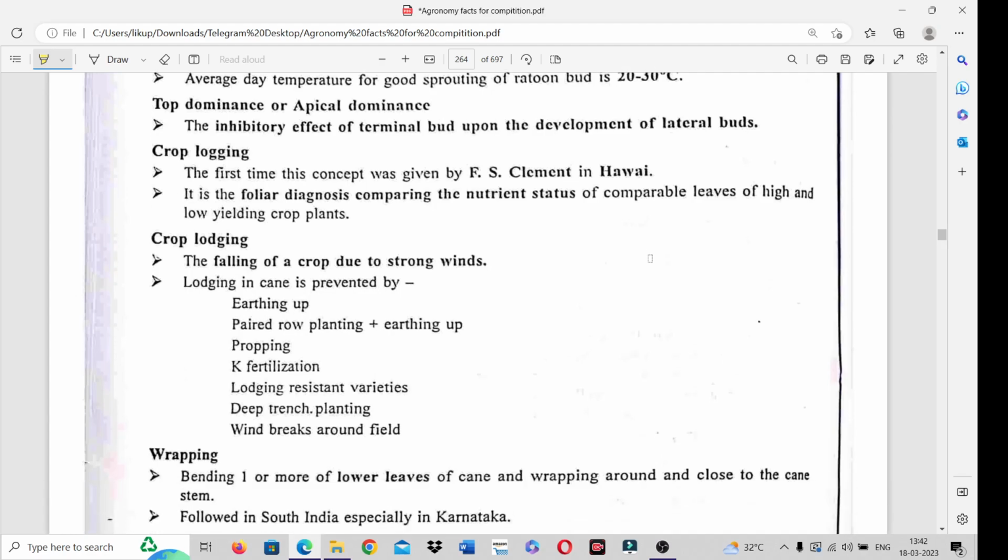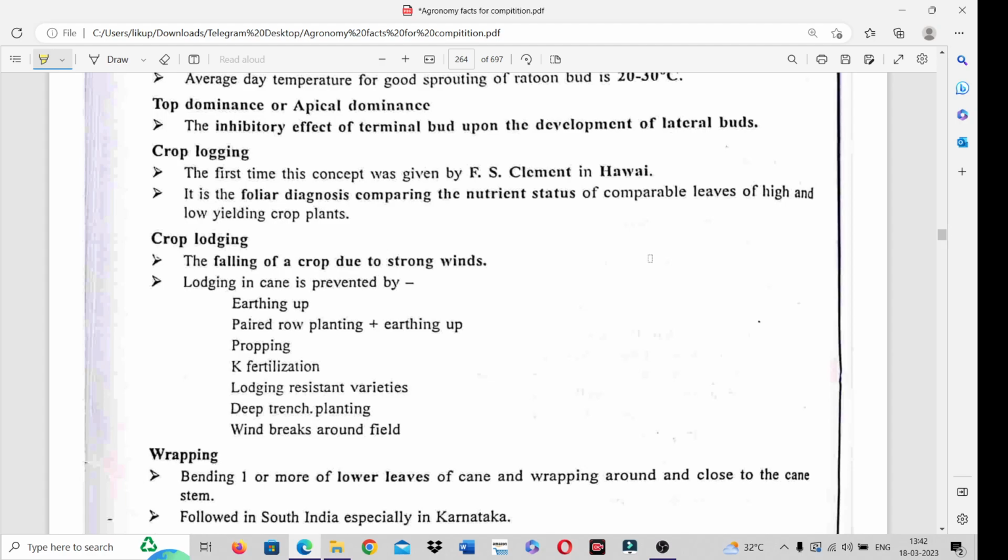Crop logging. This concept was first given by F.S. Clements in Hawaii. It is the foliar diagnosis comparing the nutrient status of comparable leaves of high-yielding and low-yielding crop lands. Okay, foliar diagnosis, that is F.S. Clements. Crop lodging is the falling of a crop due to strong winds.